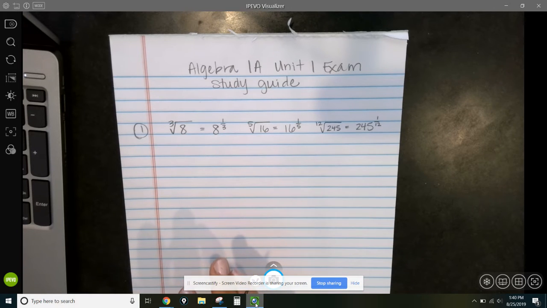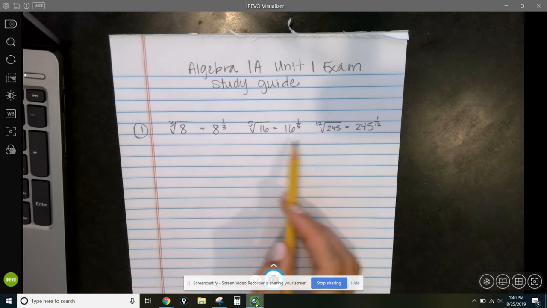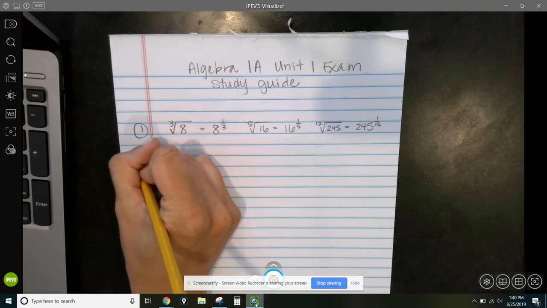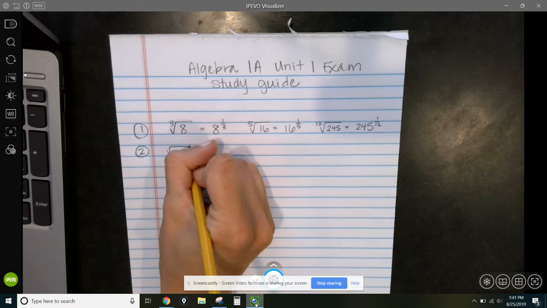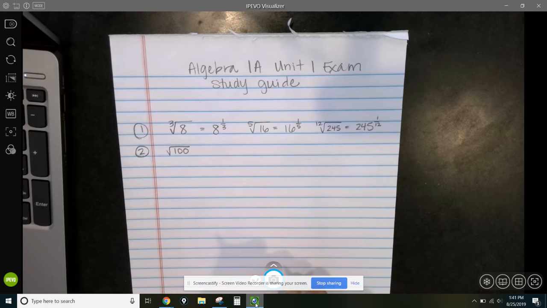If they wanted you to actually simplify something, so this is just rewriting it using exponents. So another problem you might see on your test would be simplifying something. So say they give you like the square root of 100 and they want you to simplify it, not just rewrite it, but actually get a more simple answer.